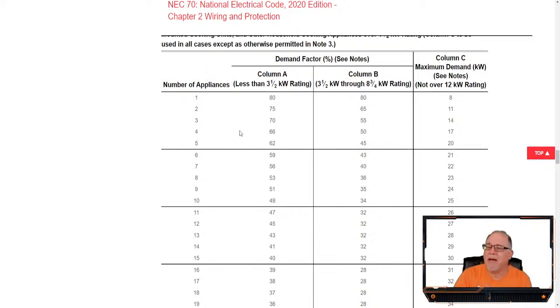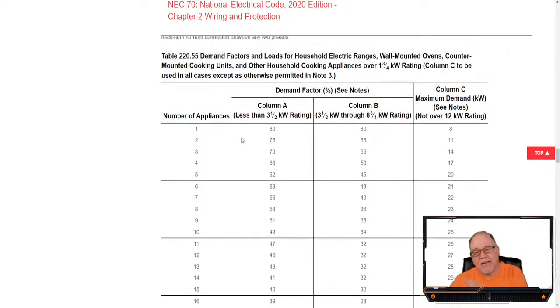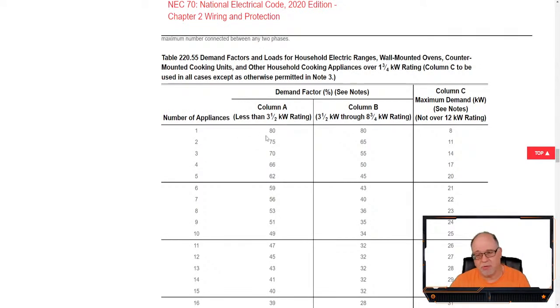Now, the one thing about Note 3 is that once you do that and you use A and B or both, you still have to compare it against column C, okay? And whichever results in the lesser value, you get to take that value, okay? So C, you still always have to compare to, okay? All right, now in our case, we're not going to use Note 3.